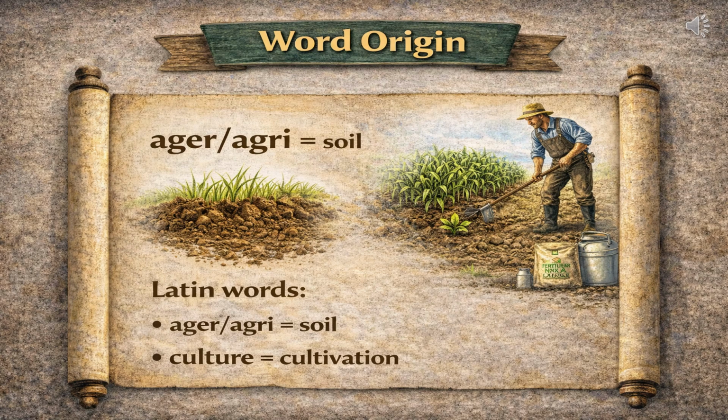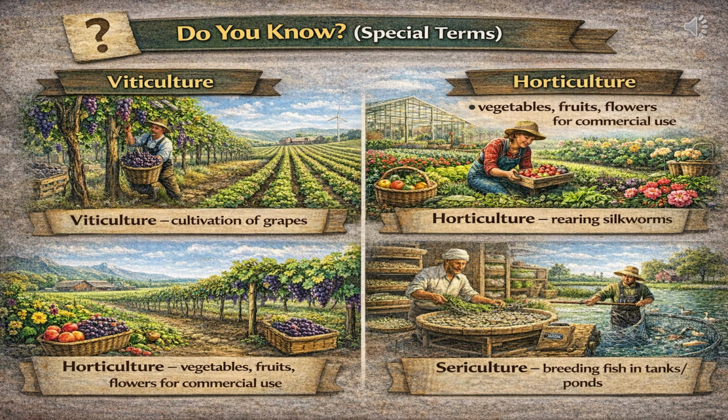Let's explore them. Now here are some very interesting agriculture-related terms. Viticulture, cultivation of grapes. Horticulture, vegetables, fruits, flowers for commercial use, cherry blossom, carrot. Sericulture, rearing silkworms. Pisciculture, breeding fish in tanks or ponds. These words may look difficult, but once you know their meaning, they are easy.